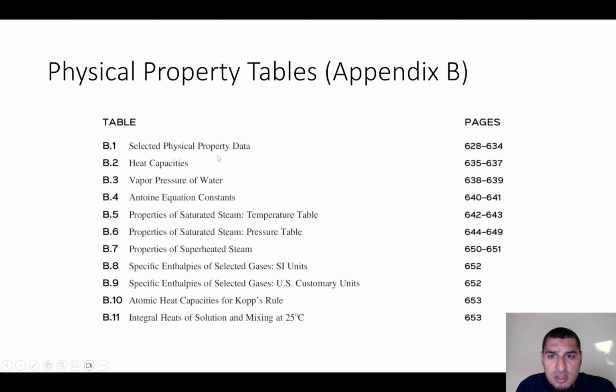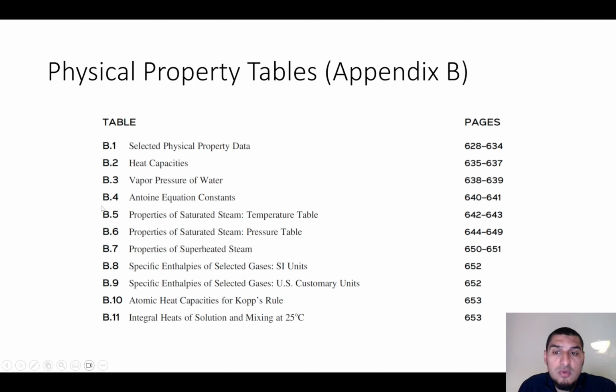And in this appendix, we have many tables. The first is the physical properties data, the heat capacities. We will need these tables more in the next two chapters, chapter 8 and 9. Then we have the table of vapor pressure of water. We already went through this two videos ago. And then we have a table for Antoine constants. We also saw this table before.